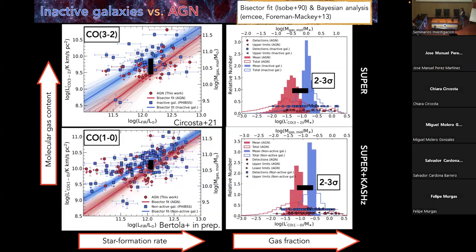And then complementing the analysis with also the CASH-Z sample, we found similar results, both as a function of star formation rate and for the gas fraction. So we struggled a bit because here the significance is still mild. But yeah, we found basically consistent results in the two cases.